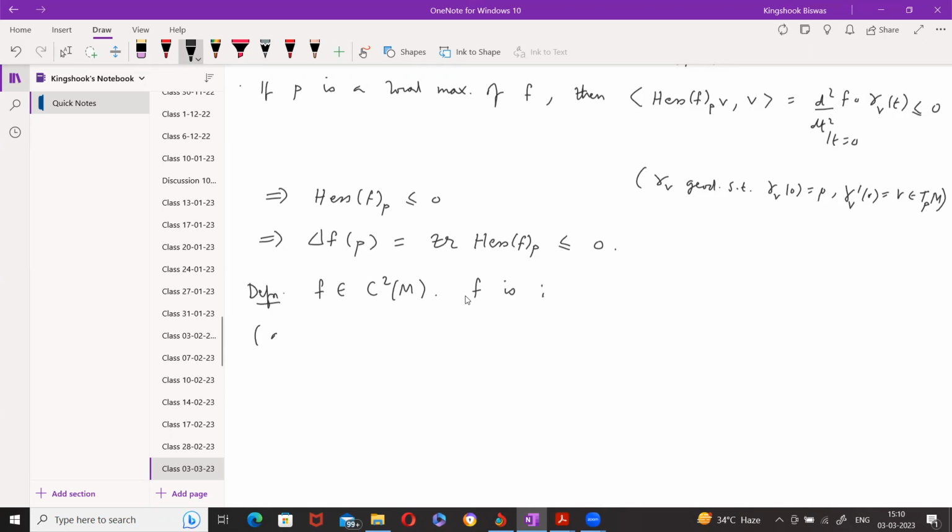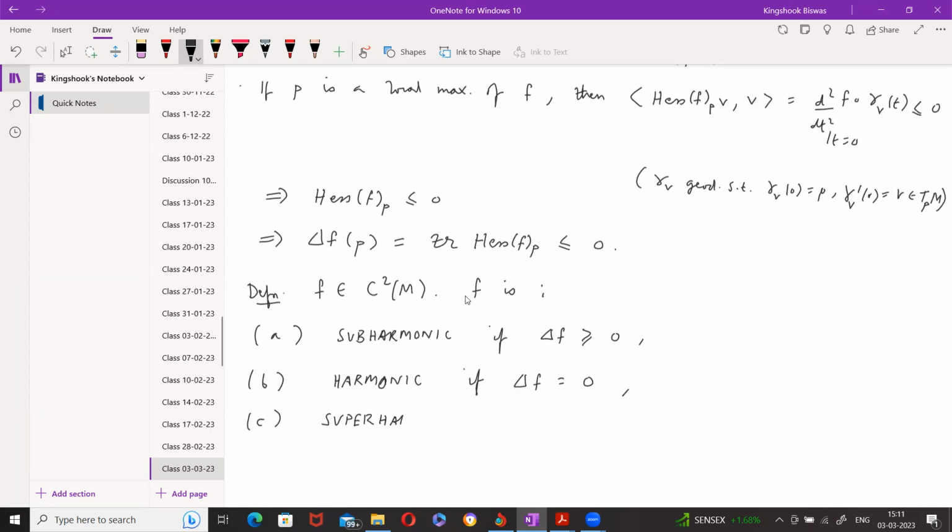So f is subharmonic if the Laplacian of f is greater than or equal to 0, and it is harmonic if the Laplacian of f is 0, and it is superharmonic if the Laplacian of f is less than or equal to 0. All right. Is this okay? Yeah.